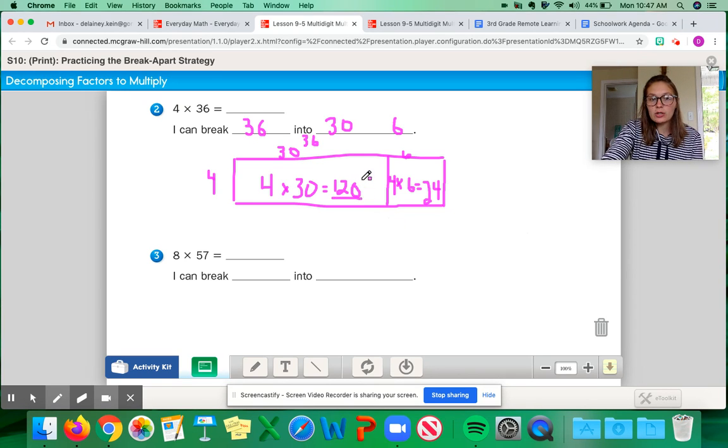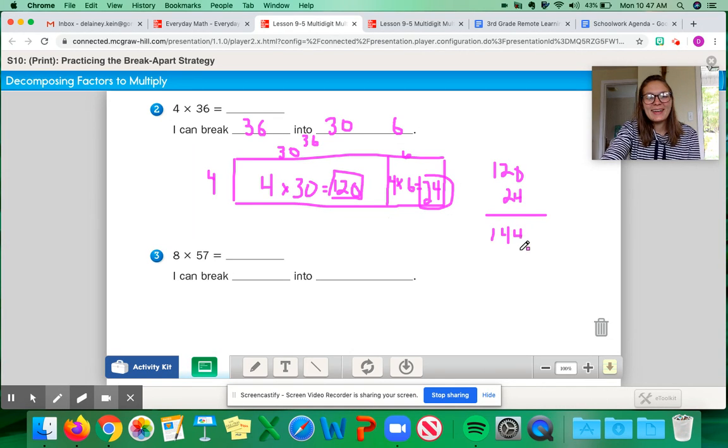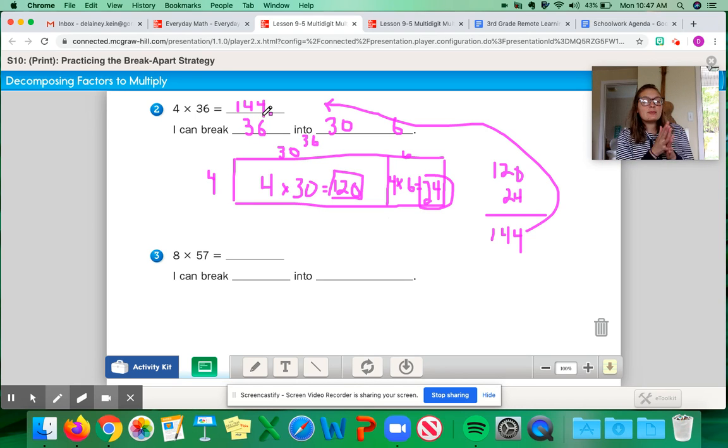Then we take our two totals and add them together to figure out our answer. 120 plus 24 equals 144. And don't forget to plug your answer back into the top. 4 times 36, 144. Awesome. Okay, friends, last but not least, I'm going to help you break it apart, but I want you to solve it on your own.